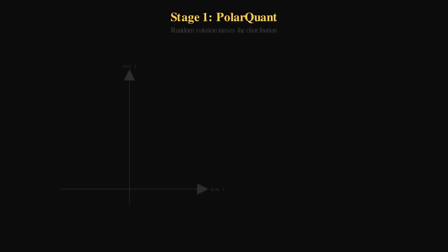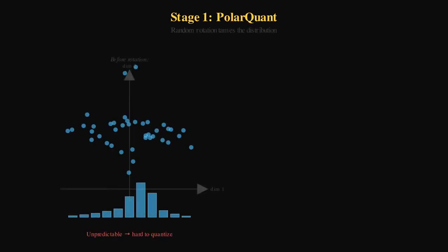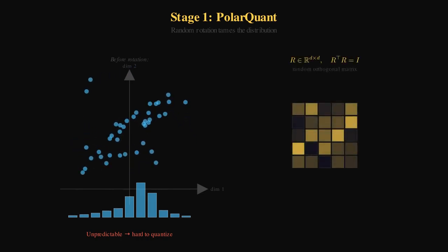Let's look at the first stage, which the authors call PolarQuant. In LLMs, vector coordinates often have extreme outliers. Some attention heads produce massive activations in specific dimensions. If you try to build a universal scalar quantizer for these coordinates, it fails because the distribution is too unpredictable. The researchers apply a completely random orthogonal matrix to the input vectors, a random rotation in high-dimensional space.